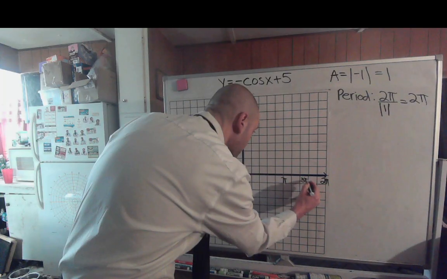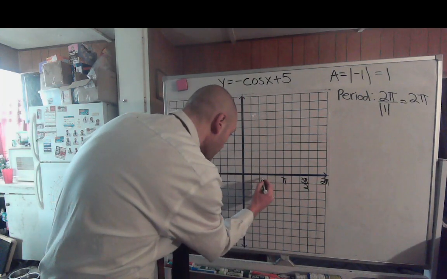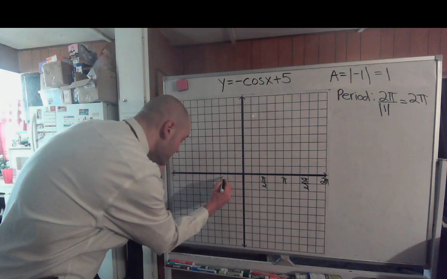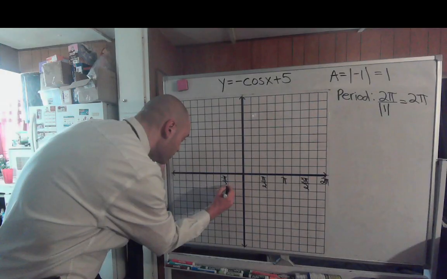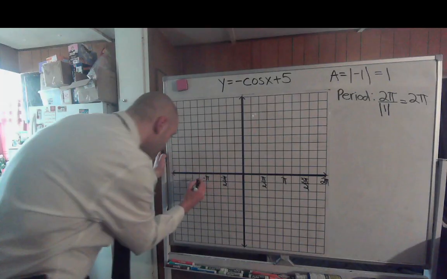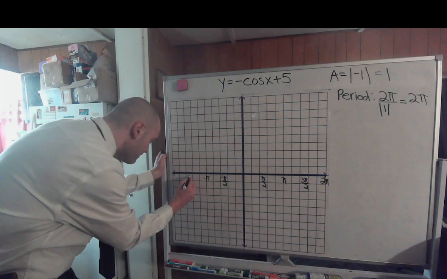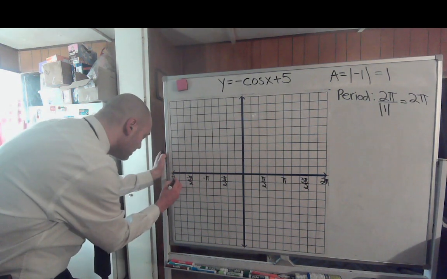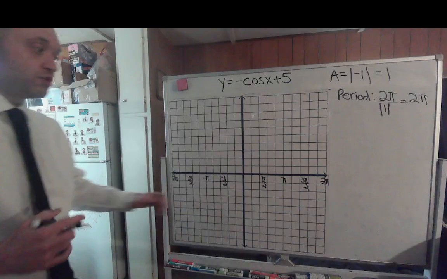I just want to label all the proper points here. All right, there's negative pi over 2, negative pi, negative 3 pi over 2, and then, of course, negative 2 pi. So we have enough points for 2 periods.